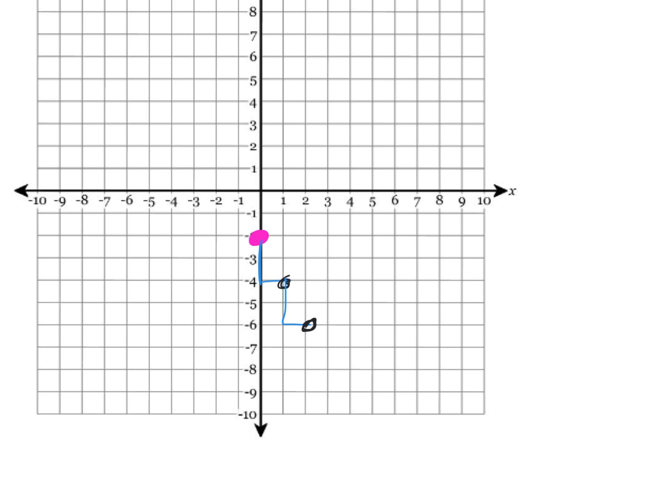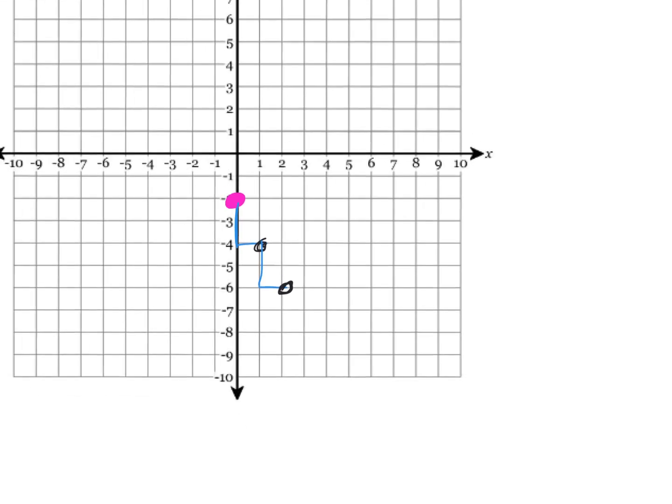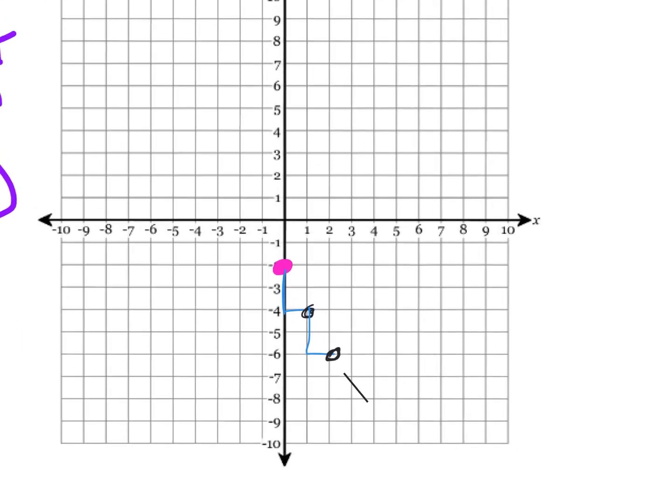Except I know I just screwed that up. Sorry, I don't have a ruler like you guys do. It's a little harder for me. There we go. Should go right there. So if you got it, make sure you draw your arrows.